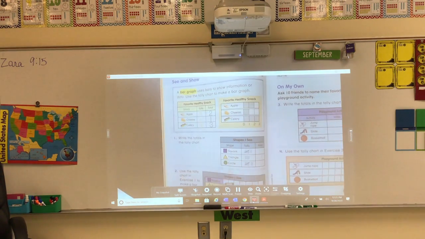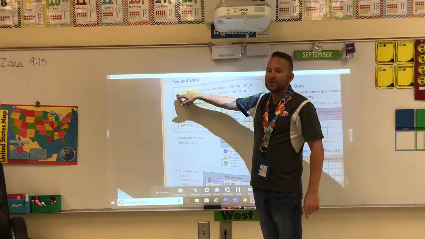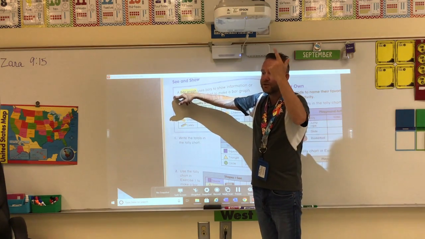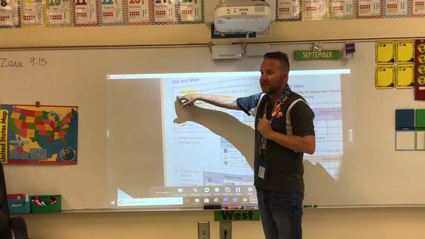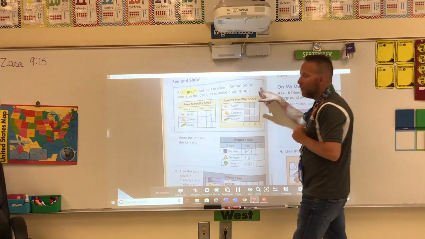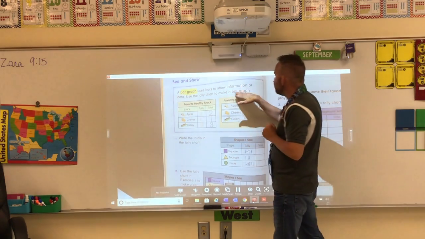a bar graph. If you follow, put your pointer finger so you can follow the print. Follow along so your eyes are on your text. This is helping you learn to read. Not on me, on the text. A bar graph uses bars to show information or data. Use the tally chart to make a bar graph.